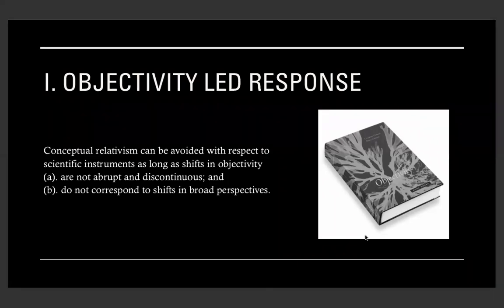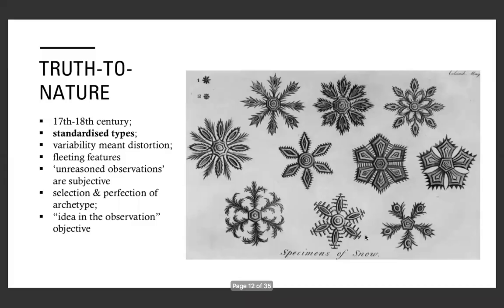Okay, so the objectivity-led response to instrumental incommensurability is the idea that conceptual relativism, which is brought about by the instrumental incommensurability, can be avoided with respect to scientific instruments as long as shifts in objectivity are not abrupt and discontinuous and do not correspond to shifts in broad perspectives. So that would be the main claim.